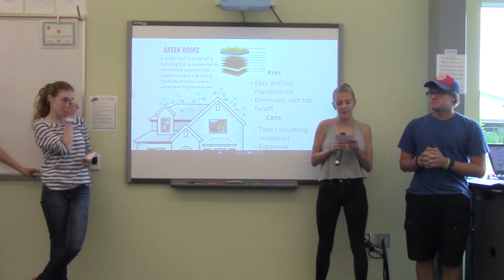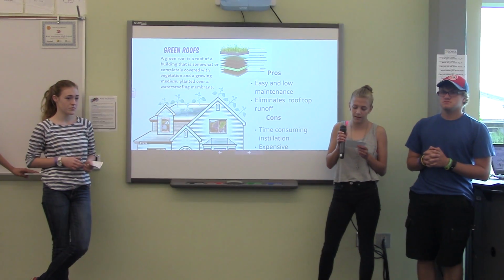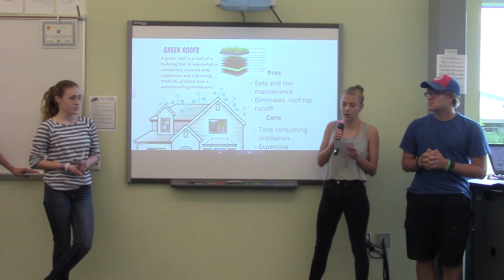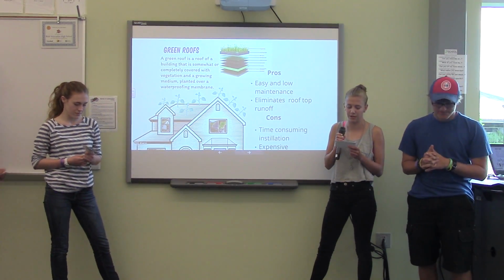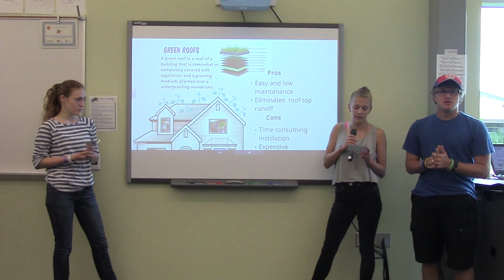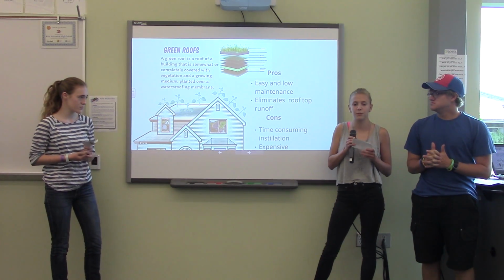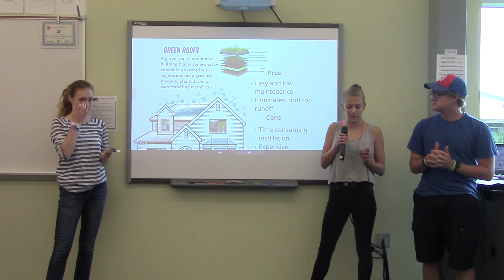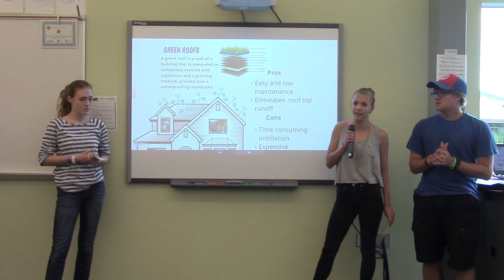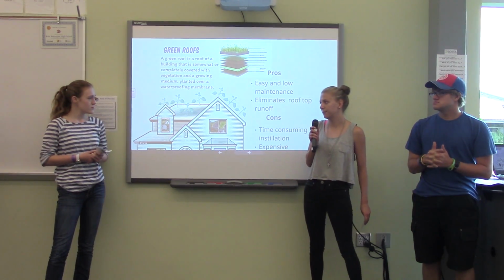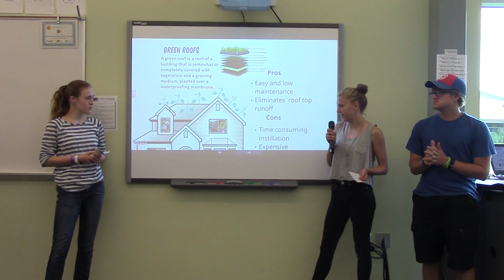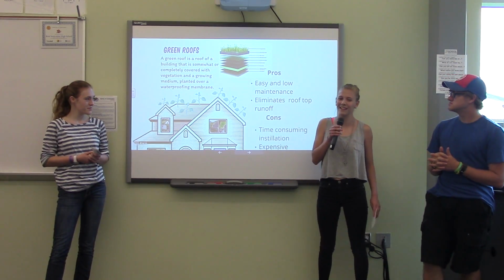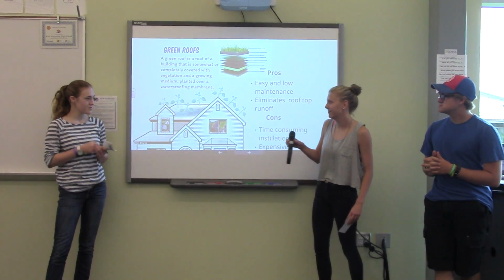An uncommon one would be green roofs or living roofs. They are rooftops that are either partially or completely covered by vegetation. Some benefits to this would be the little to no maintenance and the reduction of rooftop runoff. A few negatives would be the time-consuming installation and the prices of green roofs. An average green roof can cost $15 to $20 per square foot.